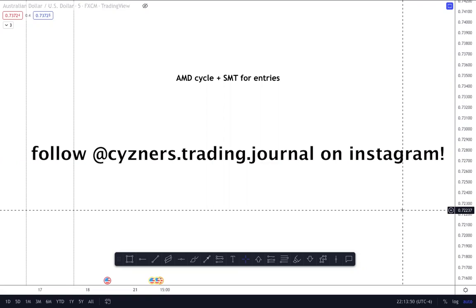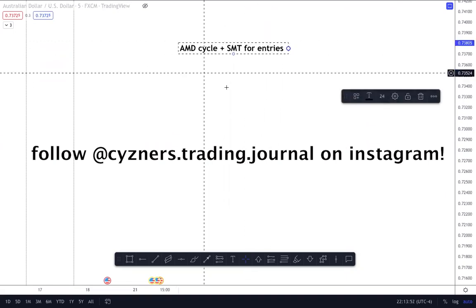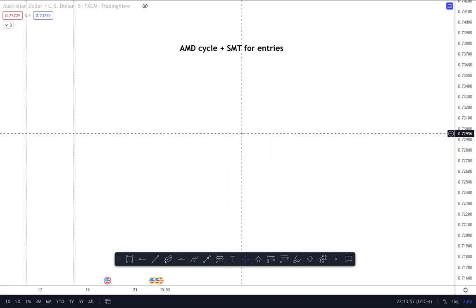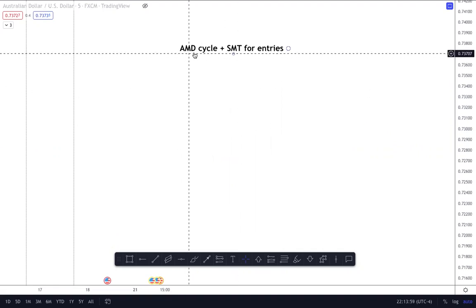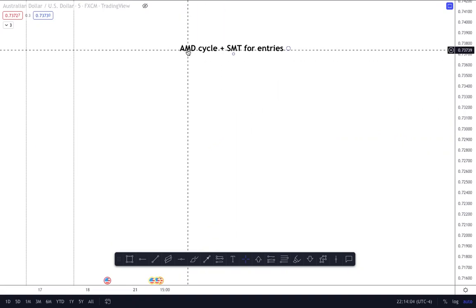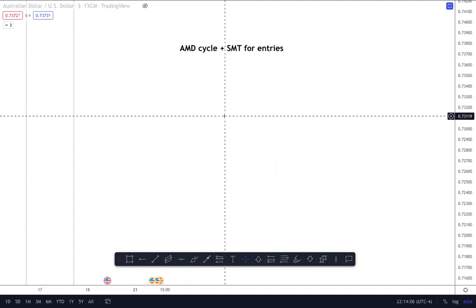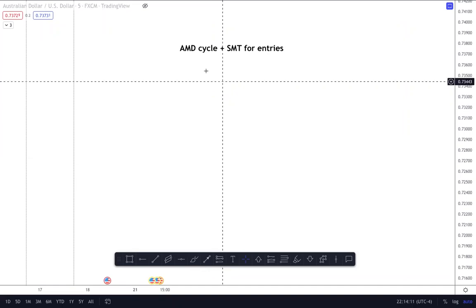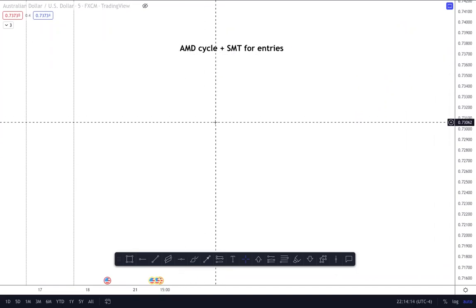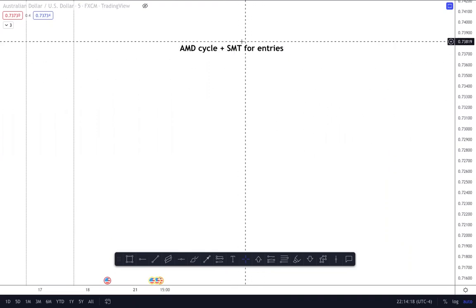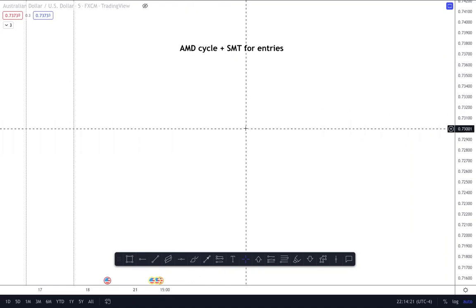Today we're going to be talking about the AMD cycle as well as the smart money trap for entries. Now, we're not just going to talk about how to use this for entries, but also to use this for your directional bias and price. Now, what is the AMD cycle? Well, the AMD cycle stands for accumulation, manipulation, distribution cycle. Now, I know a bunch of other communities have revamped the name to other things, but the way that I know it is the AMD cycle. Now, the smart money trap is basically the added manipulation to the AMD cycle. So in today's video, we're going to get right into it.